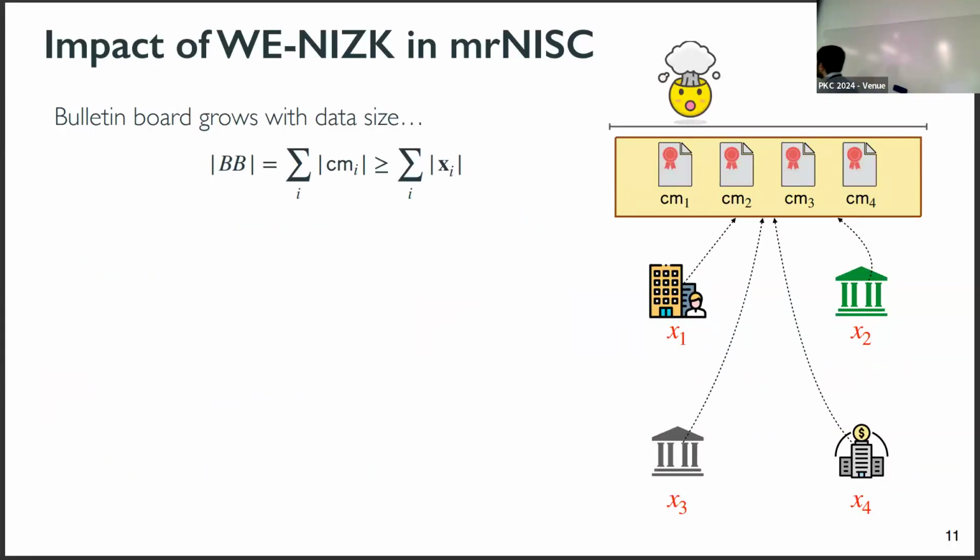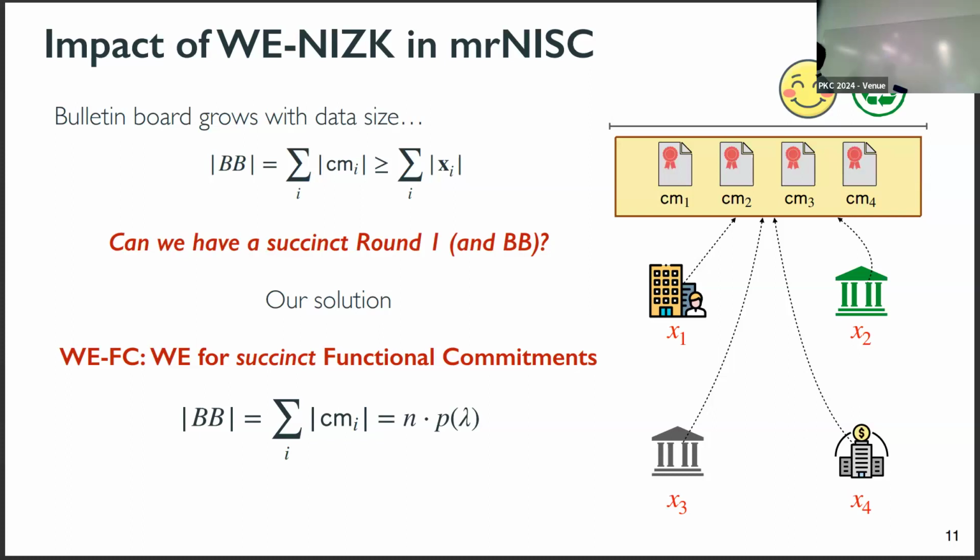NIZK construction, because if these commitments are statistically binding and long, when you post them on the bulletin board, this bulletin board grows with the data size. So especially if we think of a bulletin board as just a set of pointers to data that has to be used multiple times, this is not really desirable. So the question we ask is: can we have a succinct round one? Can we have a round one in which what we post in the bulletin board are just commitments whose size is independent of the input, so they are short, so that the bulletin board grows only with the number of commitments times some fixed polynomial in the security parameter.